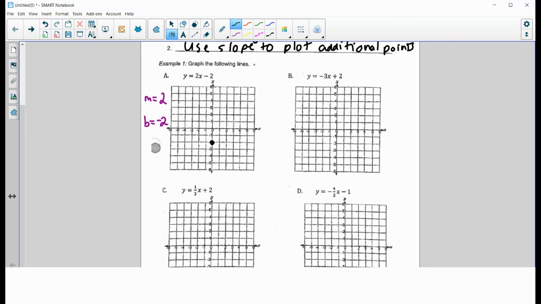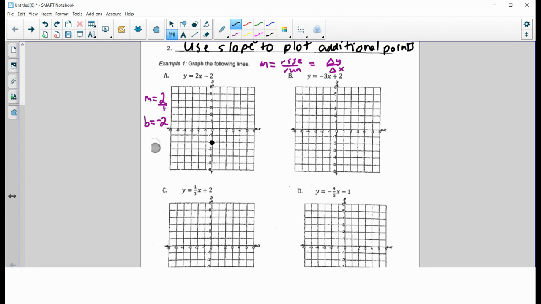So just a reminder of what slope is. Slope is rise over run. So sometimes we say rise over run, or like we said in the last unit, it's the change in y over the change in x. So if my slope is 2, it's really 2 over 1. We want to think of it as a fraction so we know how much to go up and how much to go over. So from this y-intercept of -2, we're going to go up 2 and over 1.